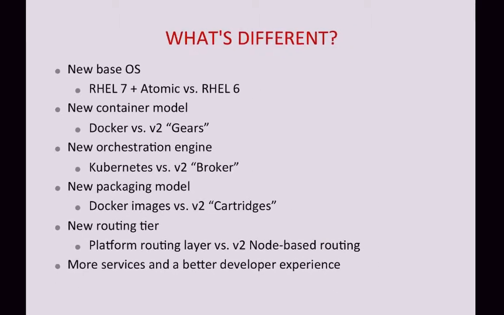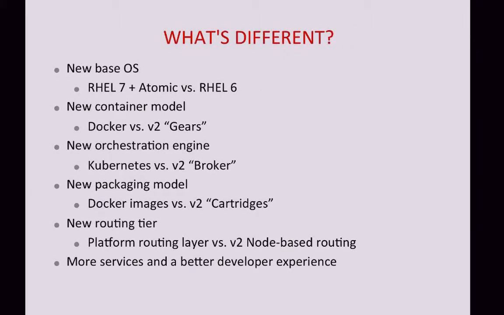Let's look at what's different between OpenShift version 3 and the earlier versions of OpenShift, specifically the OpenShift version 2. So the new base OS is going to be RHEL 7 instead of RHEL 6.x. For example, the OpenShift version that we are using right now uses RHEL 6.6, which we'll be moving to RHEL 7 in case of v3.